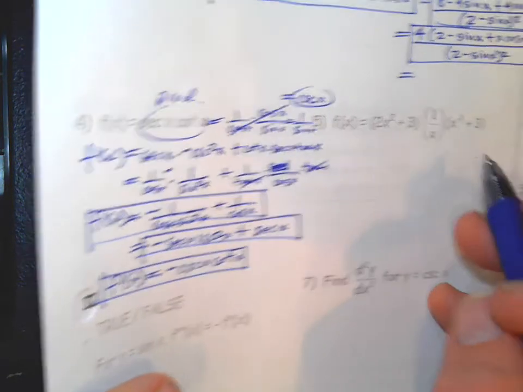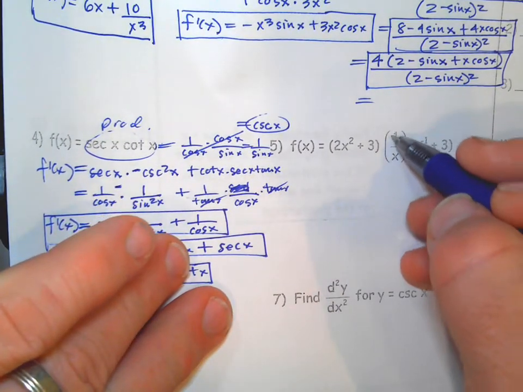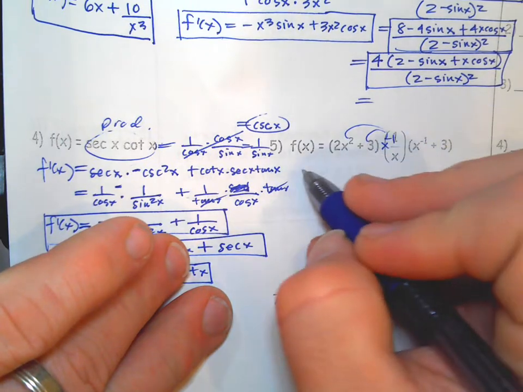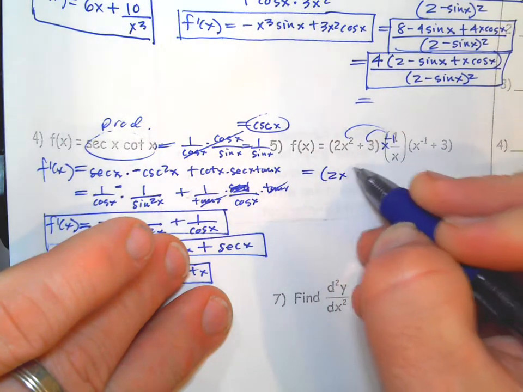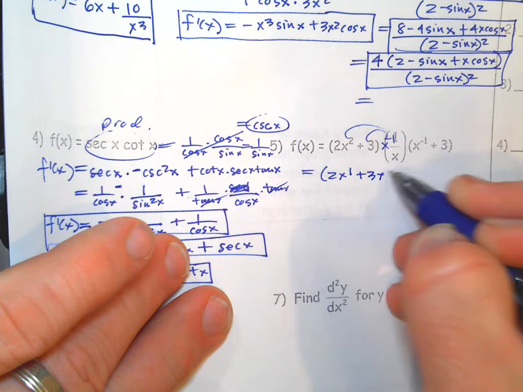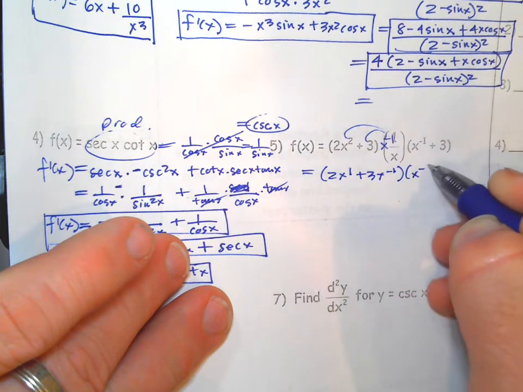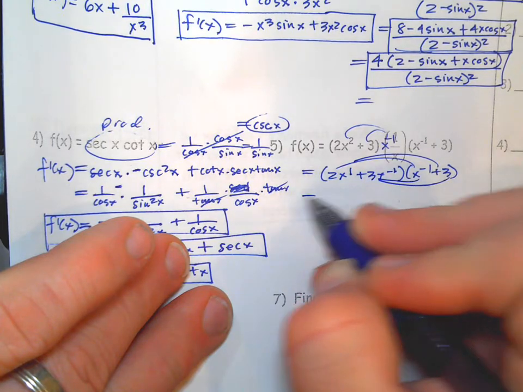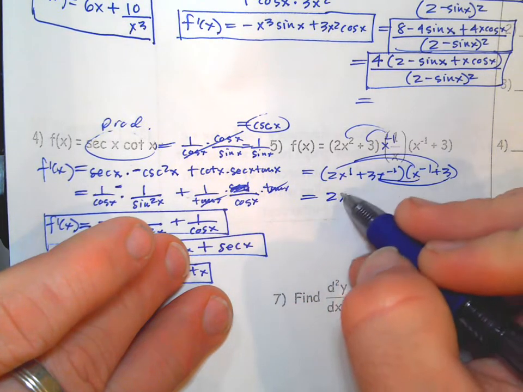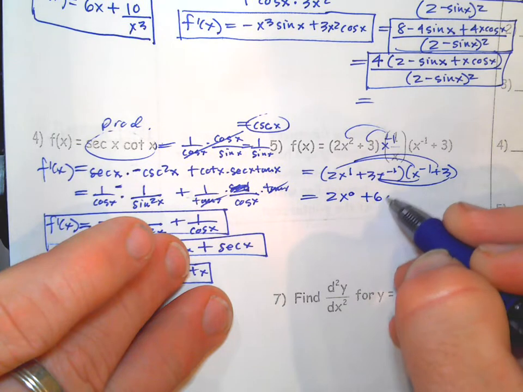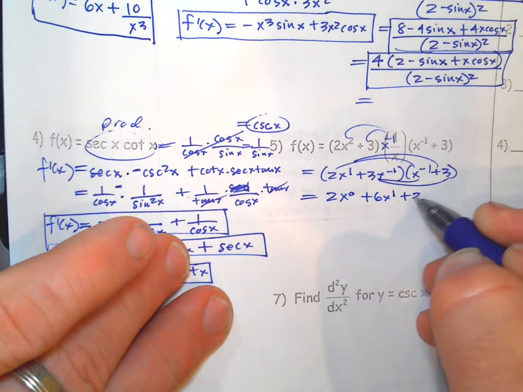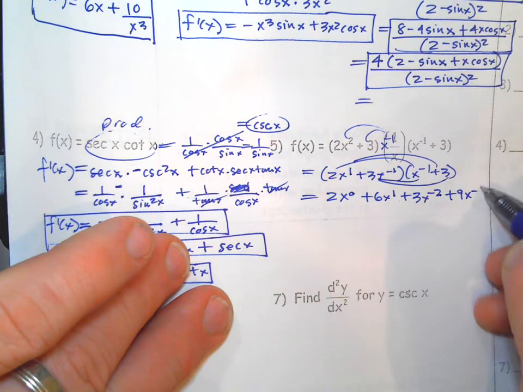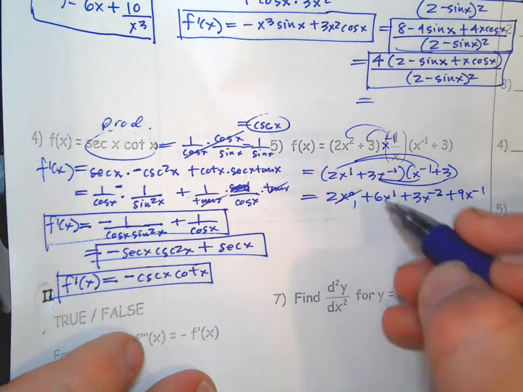Now, problem 5, I would multiply all of this out. I would think of this as x to the negative 1, and I would distribute it and get 2x to the 1 plus 3x to the negative 1. And then distribute all this. So I'm not doing calculus yet. I'm just simplifying this. So it's going to be 2x to the 0 plus 6x to the first plus 3x to the negative 2 plus 9x to the negative 1. That's going to be 1.